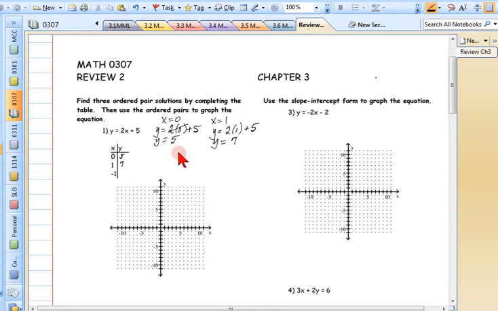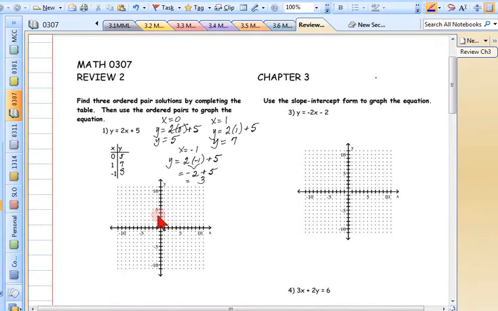Next one, x is negative 1. So I have y equals 2 times negative 1 plus 5. 2 times negative 1 is negative 2 plus 5, and that should give me a value of 3. I have completed the T-chart, and now I'm going to plot those 3 points.